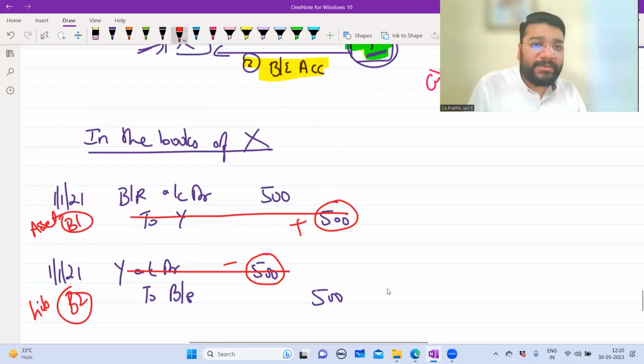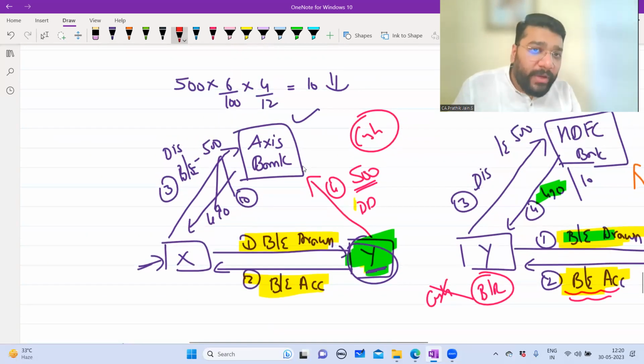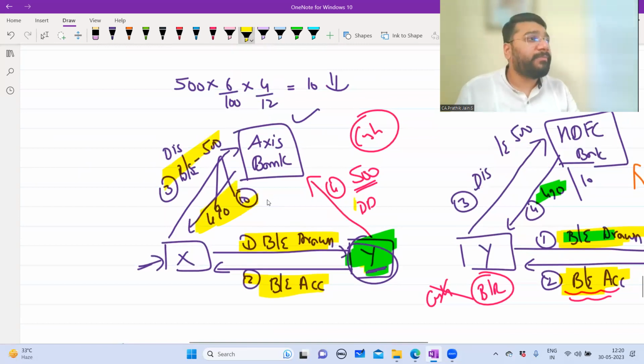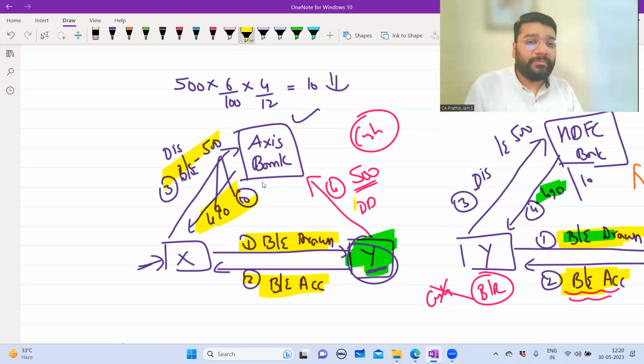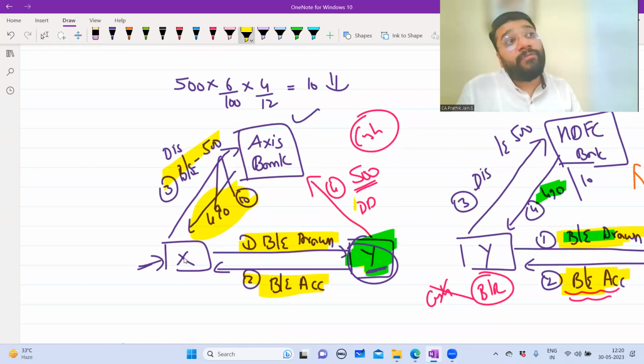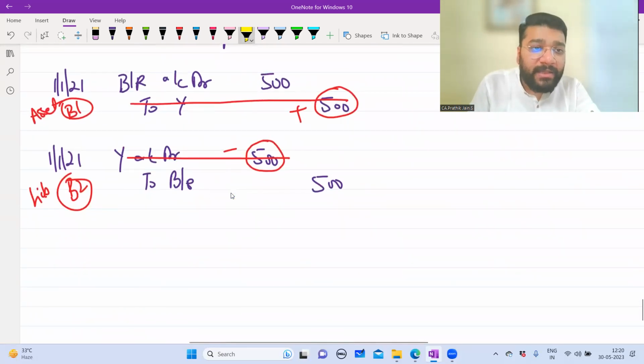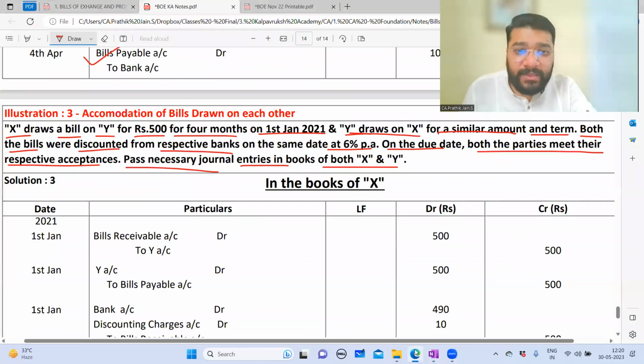Now, next transaction. X is going to the banker and getting the bill discounted. And this money, who is keeping and enjoying? Full 490, who's keeping and enjoying? X is keeping and enjoying. So the full 10 rupees, who will bear? X will bear. So what is the bill discounting entry? When the bill is discounted? Nothing is given, which means can I say same 1st Jan?